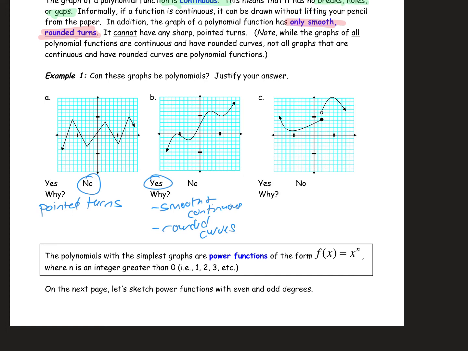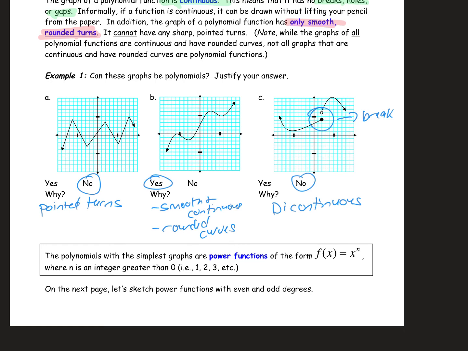So in looking at graph C, 1C, could this be the graph of a polynomial function? So here, this part is smooth and continuous, and this other part is smooth and continuous with rounded curves. But the issue here is this graph is not continuous as a whole. So this graph is discontinuous. We cannot draw it without lifting our pen from the paper because it has this break. So 1C cannot be the graph of a polynomial function.